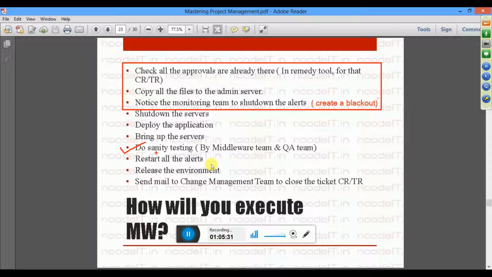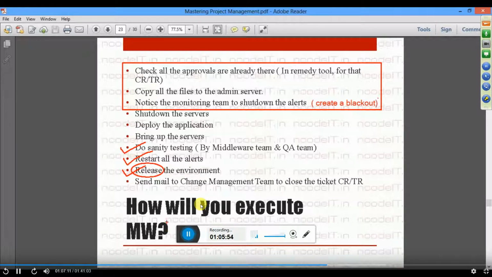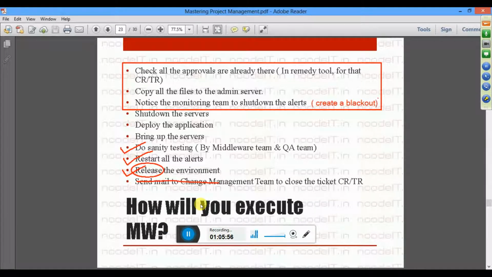Now, once the sanity test is done and the QA team also says everything looks good, you send the notice to the monitoring team again to restart all the alerts. Then you send out a mail saying that deployment is completed, so we are releasing the environment. The technical word is release the environment. Then you send a mail to, or call, the change management team and say this is done, so please close the CRQ, and they will close it.